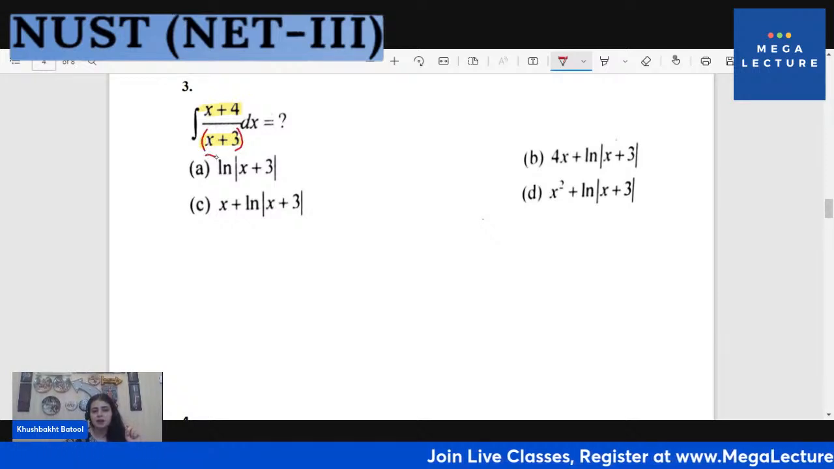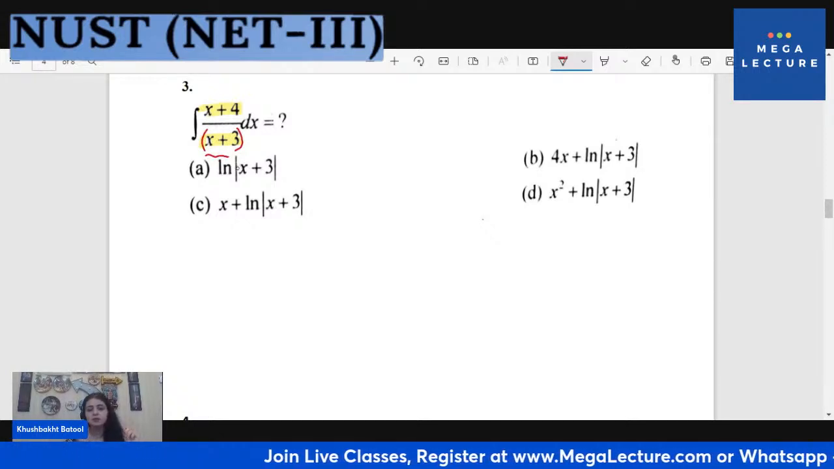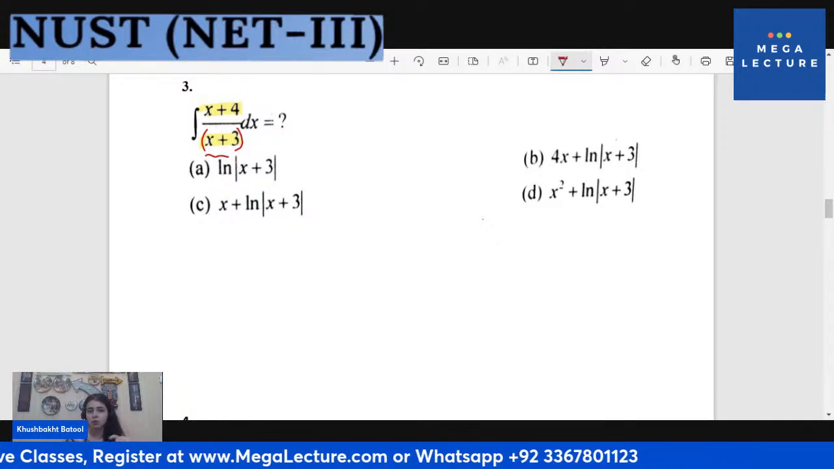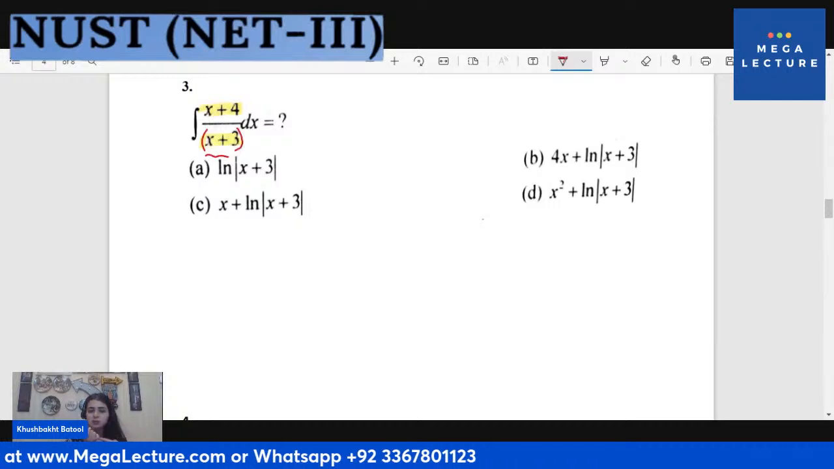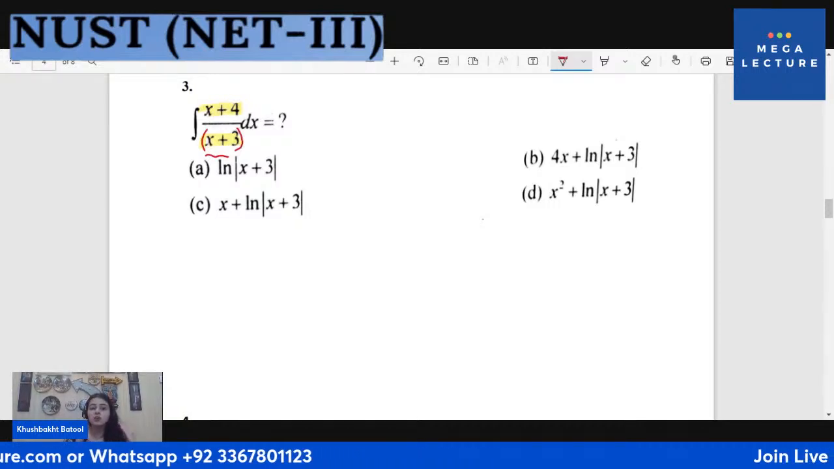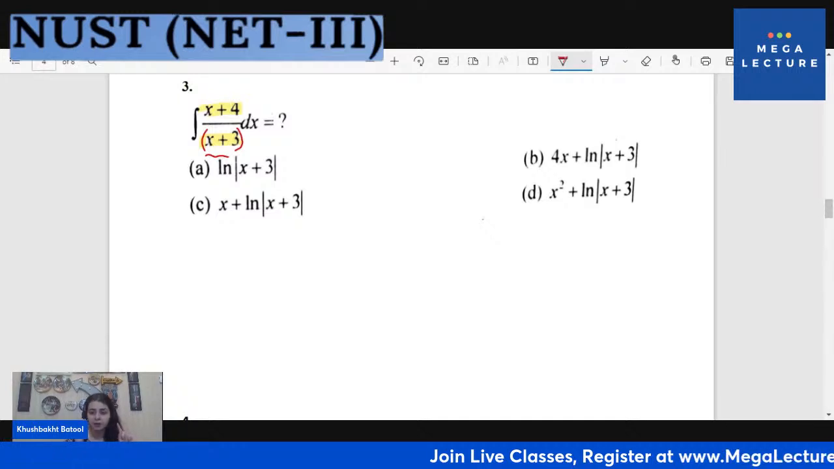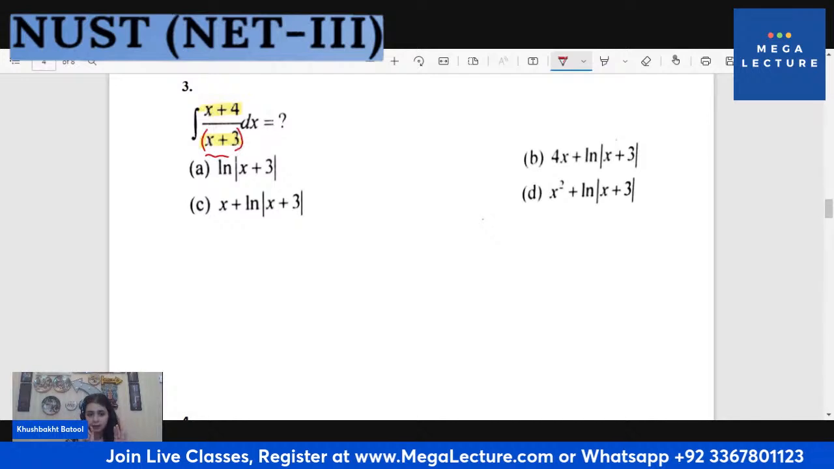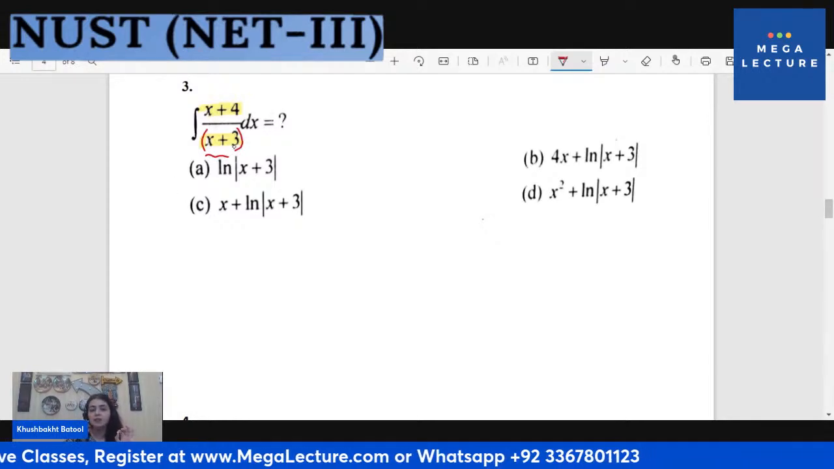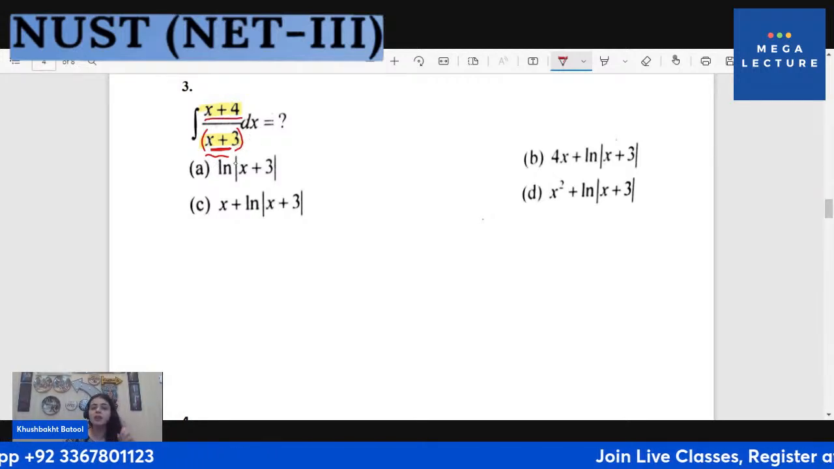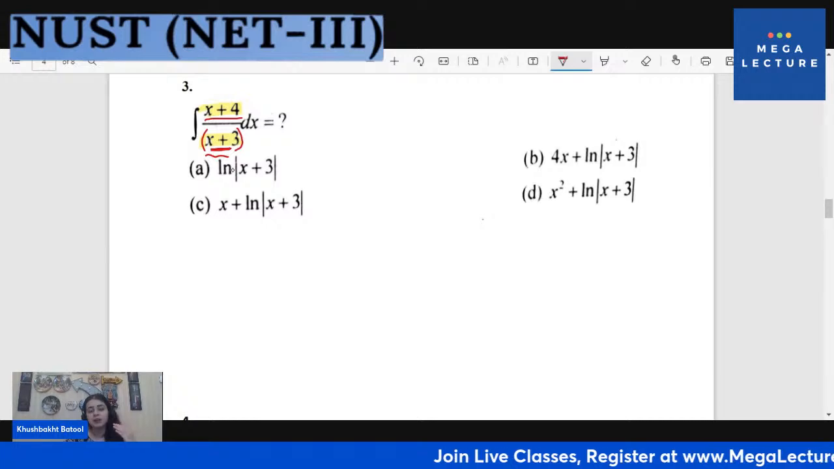This is something which is making me think that I can use the natural log thing, and all the options have natural log, but I can only use this natural log thing if in the numerator I have the derivative of the denominator. I repeat, I can use natural log of x plus 3 if and only if in the numerator I have the derivative of this function, which is not the case. I have x plus 4. X plus 4 is not the derivative of the denominator.